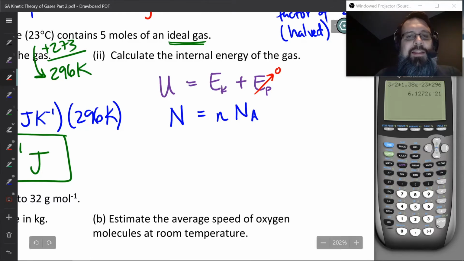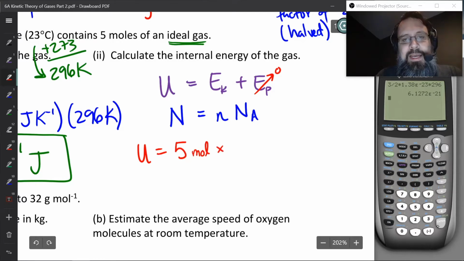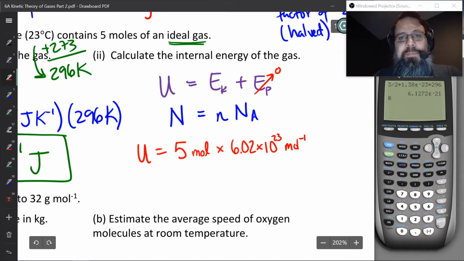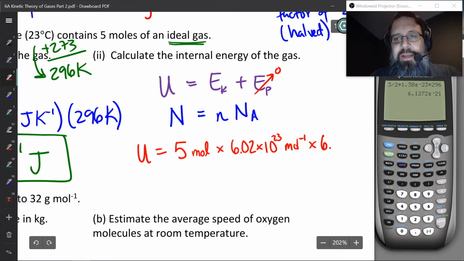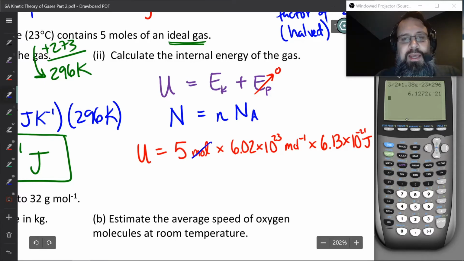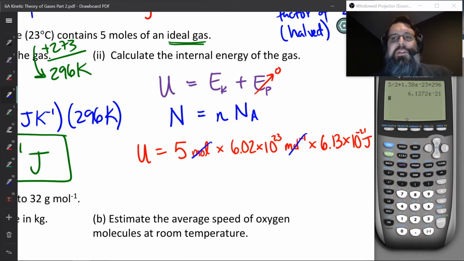So if we want to find the internal energy, we're going to need to take 5 moles times 6.02 times 10 to the 23rd per mole. That's molecules per mole. And then we're going to multiply that by the answer we had over here, 6.13 times 10 to the negative 21, and that's joules. And so you'll see that the moles and the per moles cancel out. Moles times per moles is gone, and we're just going to get joules.